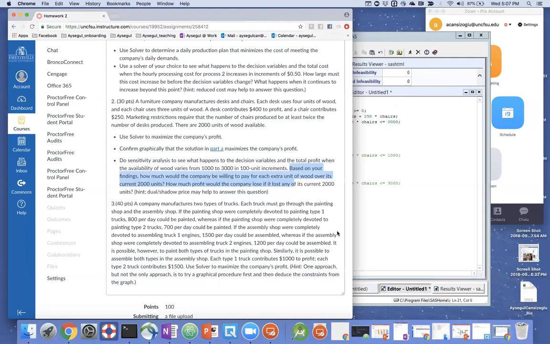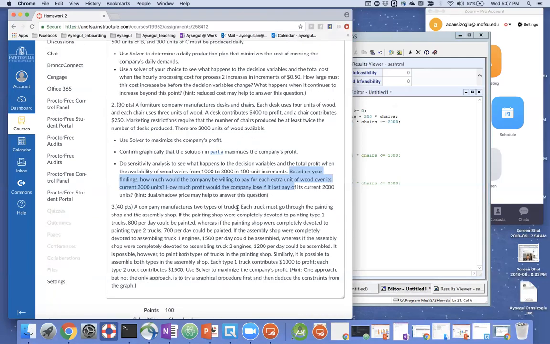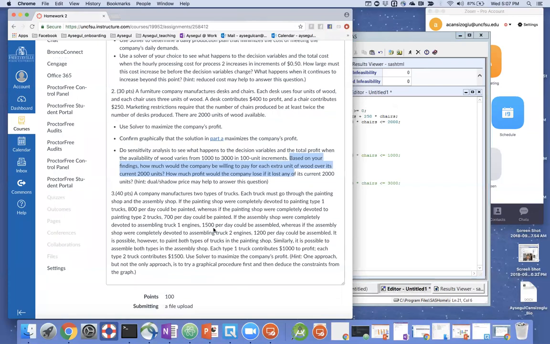So last time we did the first question, now we did the second question, and the third question is going to be very similar, basically, to these ones.